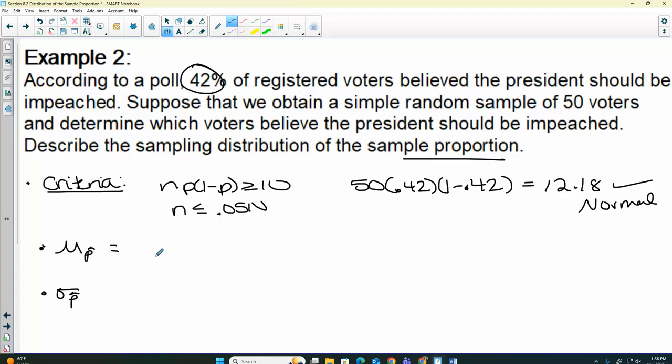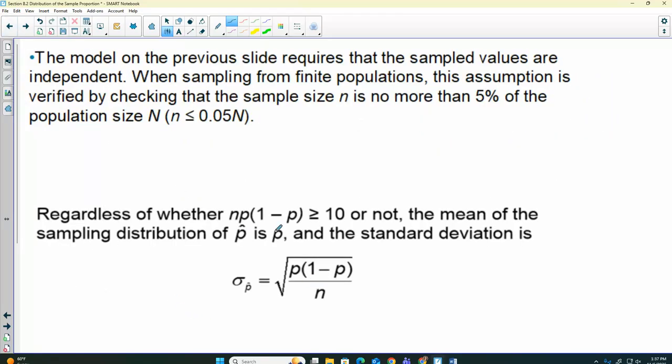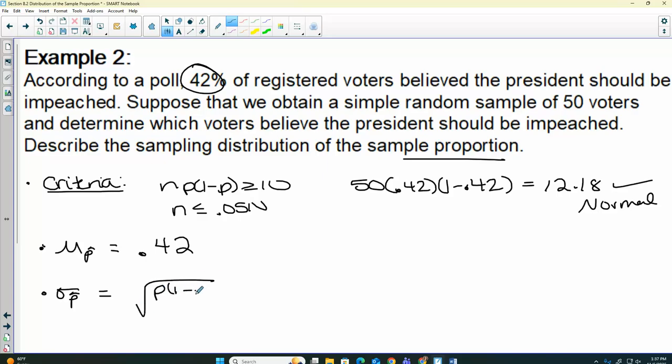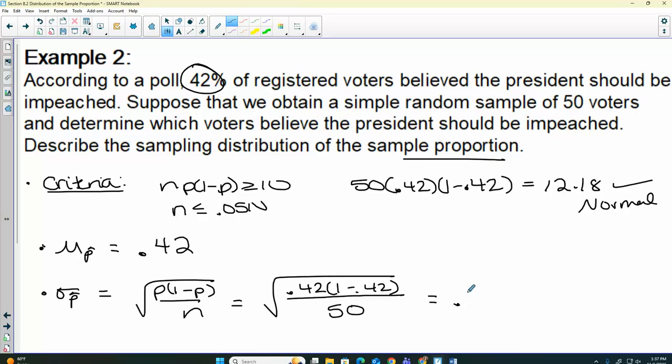My mean is just my population proportion, my p, which was 0.42. My standard deviation, if you look at your formula, is the square root of p times 1 minus p over n. So p is 0.42, 1 minus 0.42, over my n, which was 50. If I do that, I get my standard deviation to be 0.0690. So if I'm asking you to describe the sampling distribution, I'm asking you to check your criteria, give me the mean and standard deviation.